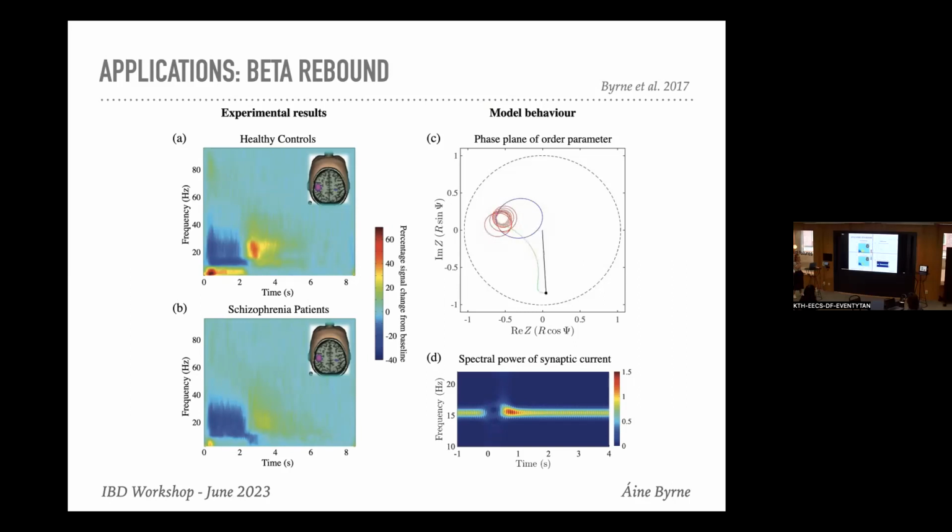And then when you turn off the drive, or that kind of motor signal, the order parameter goes to the edge of the disc. Remember I said the edge of the disc is high synchrony. So all we've done there is turn off the motor signal, and you're driven to the edge of the disc before spiraling back to the original behavior.